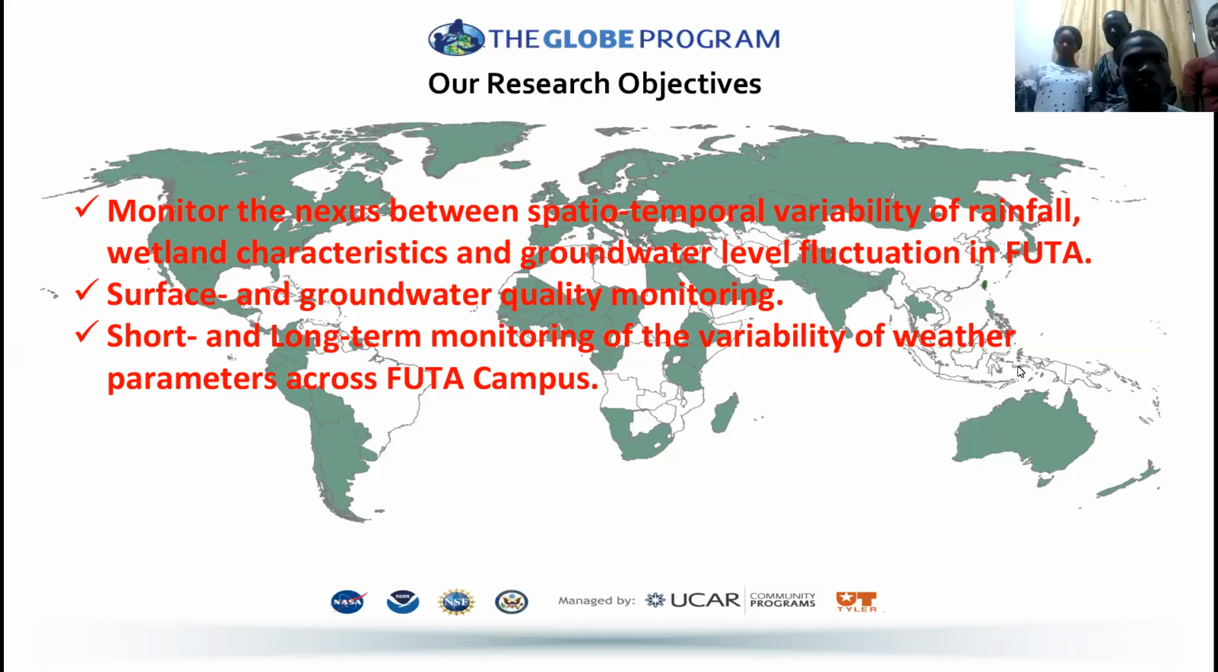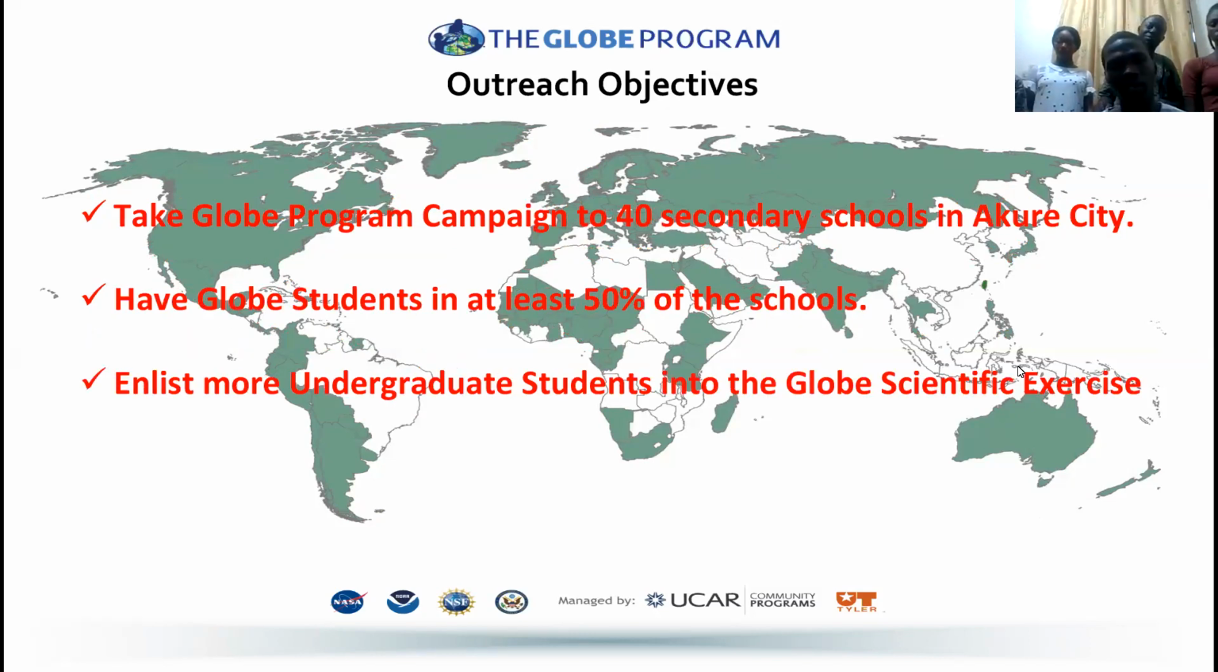So also we talk about our outreach objective. Our outreach objective is to take the GLOBE program campaign to 40 secondary schools around our city, Akure, and have GLOBE students in at least 50% of the schools, and enlist more undergraduate students into the GLOBE scientific group across our campus. Thank you.